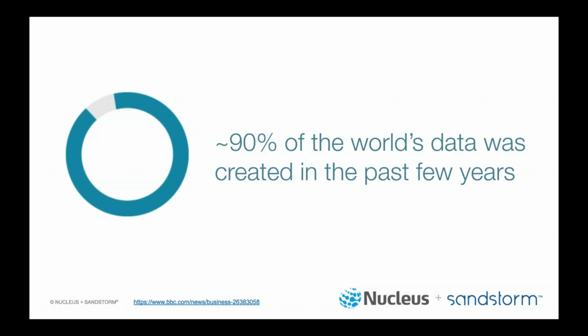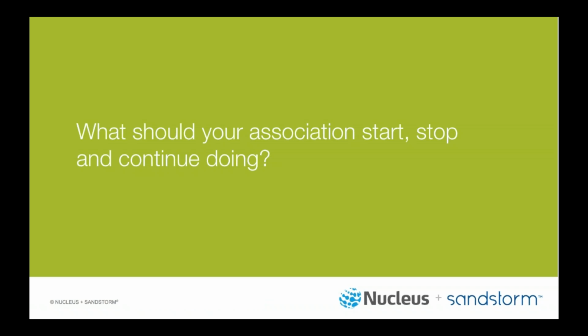There's a lot of associations that are saying, what am I going to do with this? How do I take this data and turn it into actionable insights? How do I use this data to help me drive better business decisions? And how do I take the subjectivity out of the work that I'm doing? So Nucleus and Sandstorm want to leave you with this question. Where should you begin? And what should your association start, stop, and continue doing?